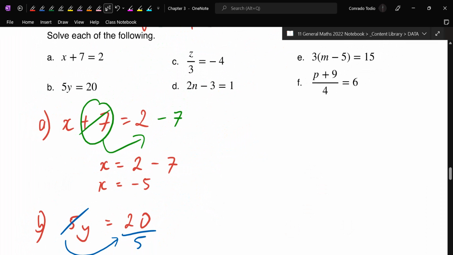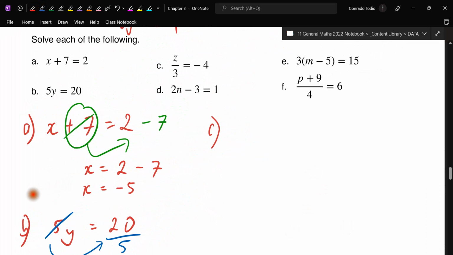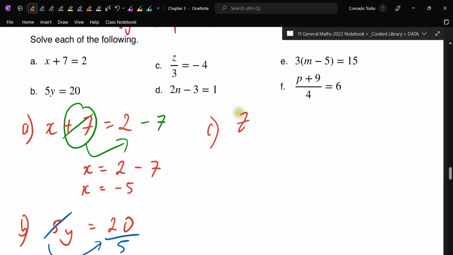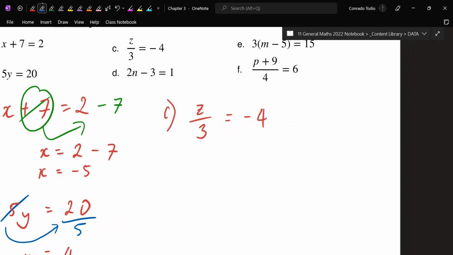Okay, and again, we repeat these for all of this. So let's try C. z over 3. Sorry, that's a funky z. Equals negative 4. Okay, this is saying z divided by 3. So if I want to move a divided by number, this is a divide by 3. What's the opposite of divide? Times. So it becomes times 3. Therefore, z equals negative 4 times 3 is negative 12.